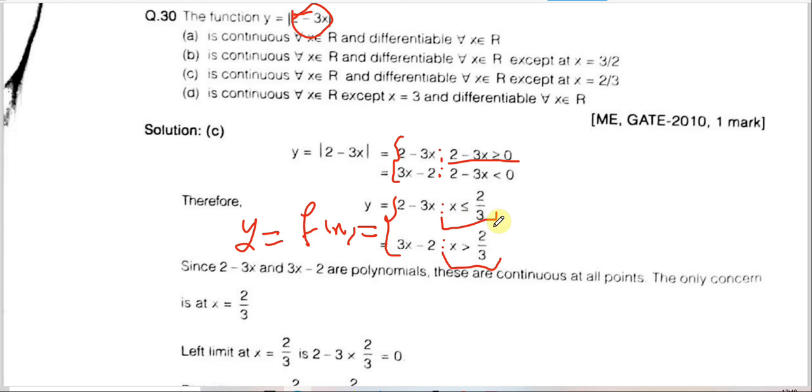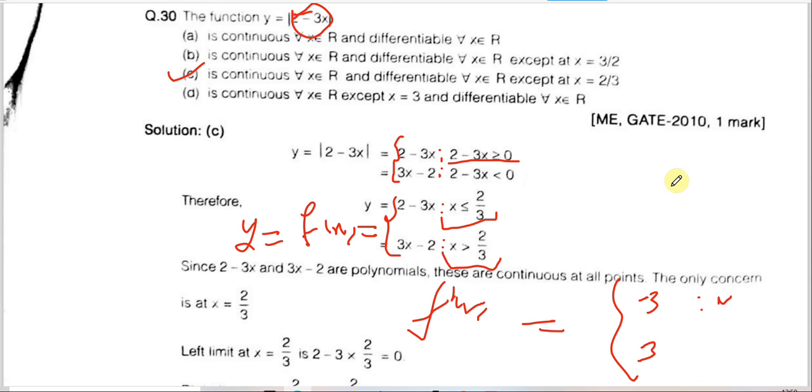But how to check the differentiability? I have told you, differentiate this function. So f dash will be minus 3 for x less than or equal to 2 by 3, and for x greater than 2 by 3 it will be 3. So minus 3 and plus 3 are not equal, so it is not differentiable. So the function is continuous but not differentiable, so this option is correct.